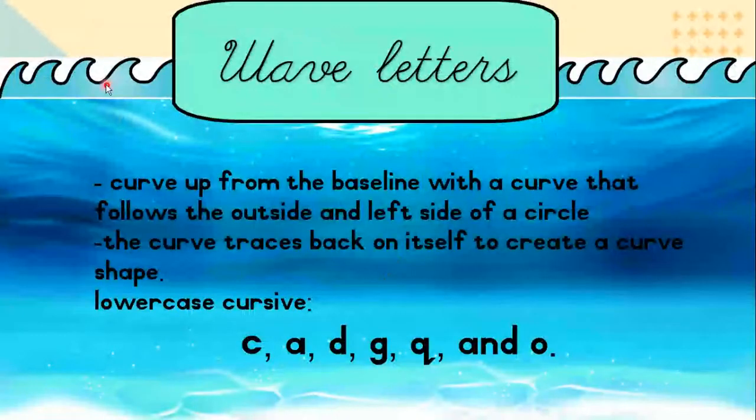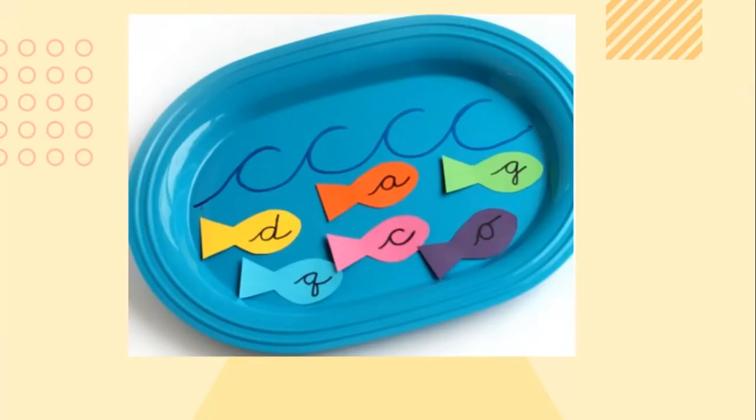Our first family is the wave letters, and this follows the pattern of from the bottom up, round, and it curves back around. So it curves from the baseline, that curve follows the outside and left side of the circle, and this is letter C, A, D, G, Q, and O. A nice way to teach this is to do a craft. So you could get a paper plate, follow the motion of the waves, and allow children to write the letters on little fish.